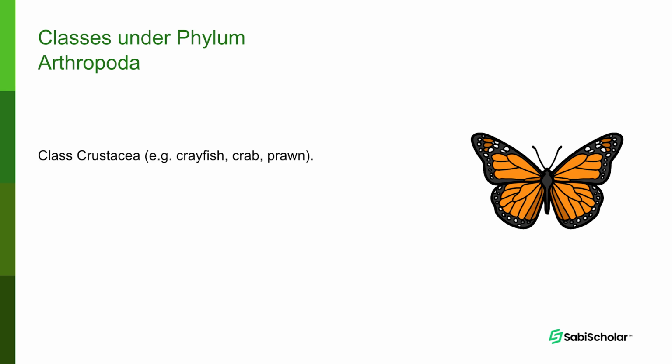First, we'll be looking at the class Crustacea, where you have your crayfish, crab, prawn. They are mostly aquatic and free living, and their head usually bears a pair of stalked compound eyes. Now, for the class Insecta, we find insects like the cockroach, butterfly, aphids, grasshopper. Now, an insect has a well-defined head, thorax, and abdomen.